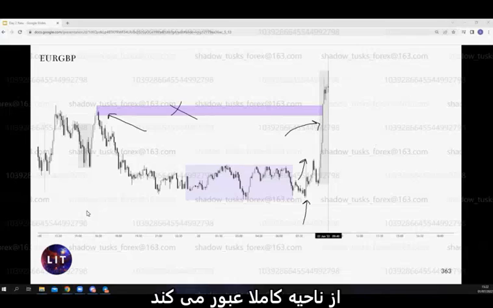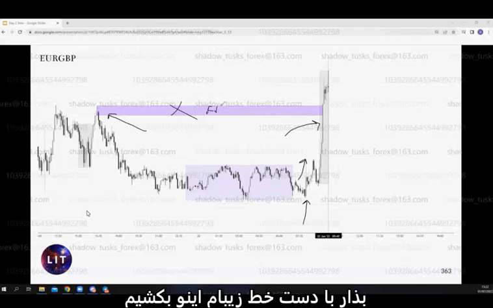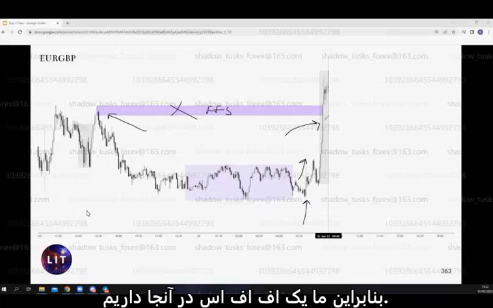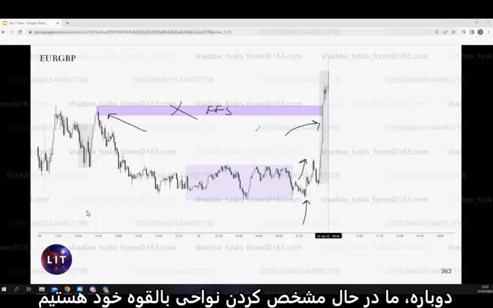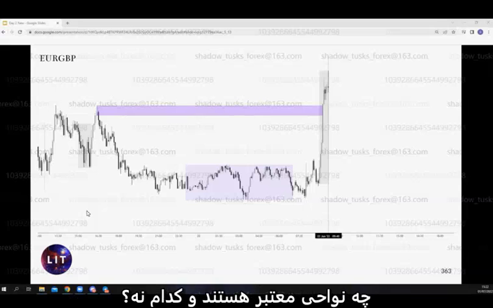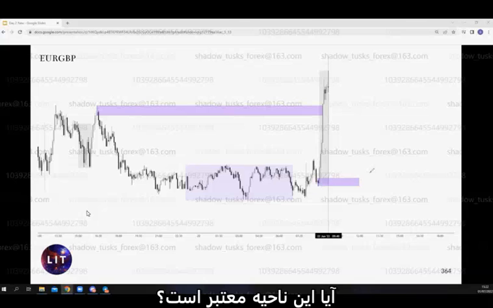Completely smokes the zone. What is it? An FFS, of course. Let's draw that with my beautiful handwriting. So we've got an FFS over there. What does that mean now? So again, we are identifying our potential zones. What zones are valid and what are not. Next zone. Is this zone valid?